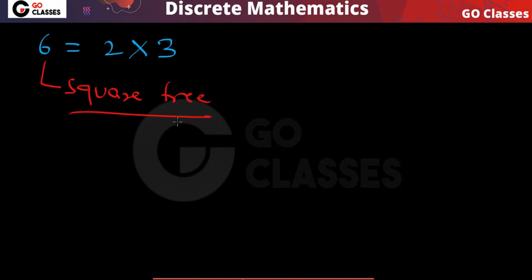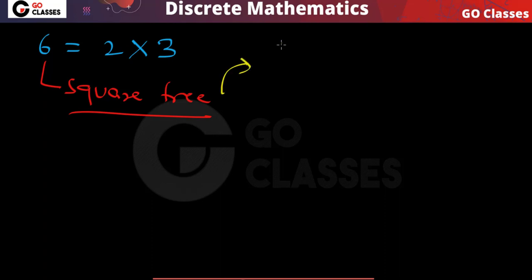Now let's see another example. For example, look at 6. What is the prime factorization of 6? That is 2 into 3. This 6 is square free, because 6 is not divisible by p square, where p is a prime number. So basically, this is square free.